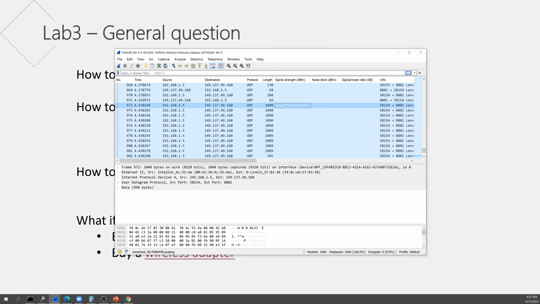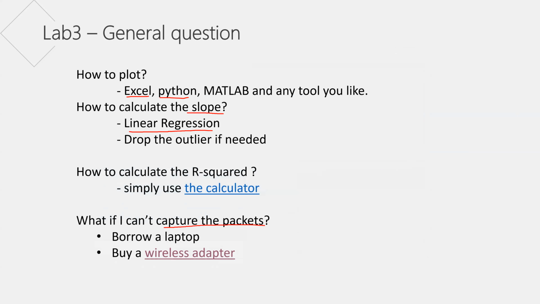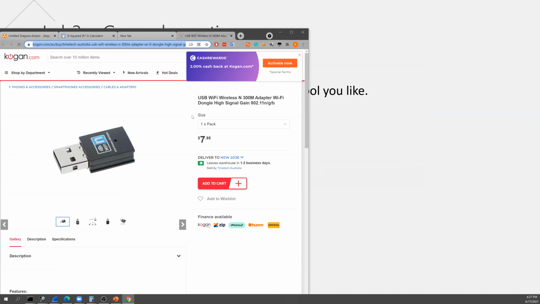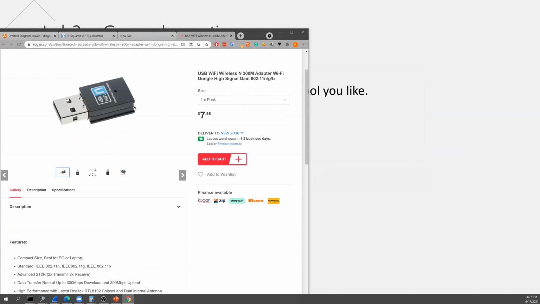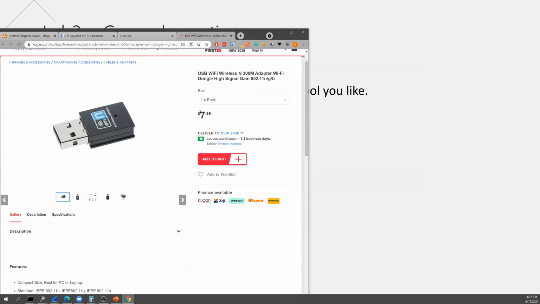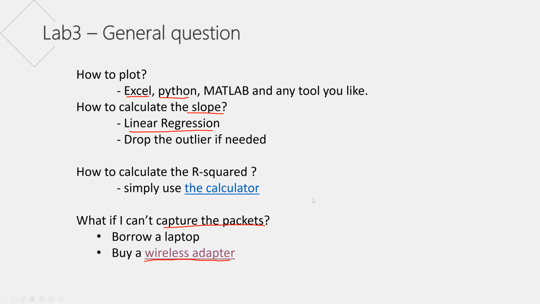But there are some interfaces that do not allow you to capture the signal strength. So it may happen. You can borrow a laptop or use an old laptop to help you do this, or you can simply buy a wireless adapter. Let's see, this one. If you have a wireless adapter, it can help you to capture the packets you want.